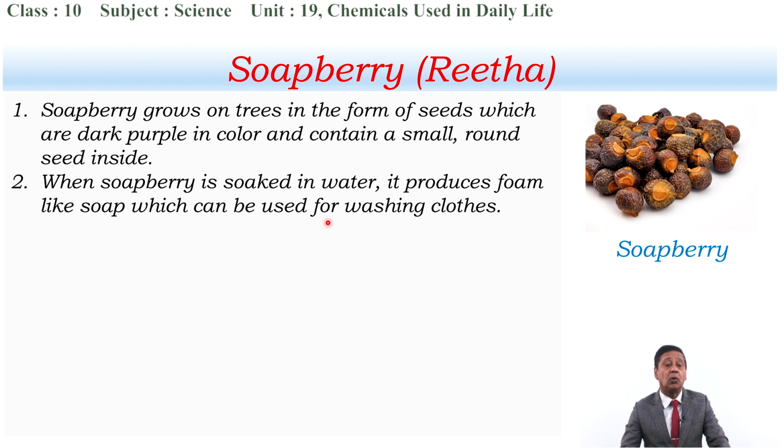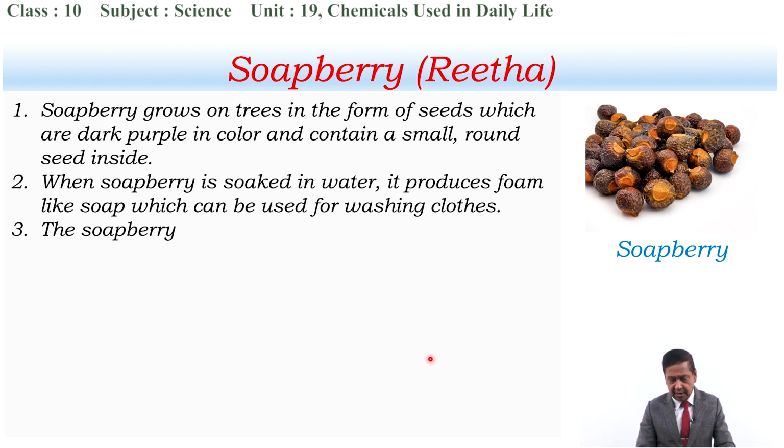Next information: when soap berry is soaked in water, it produces foam like soap, which can be used for washing clothes. When soap is soaked in water, it gives lather. In the same way, the soap berry, Rita, also gives lather when soaked in water, and then it is used for washing clothes. I am giving this information by number just to make you very clear. You can remember the numbers, otherwise it's not necessary to number them.